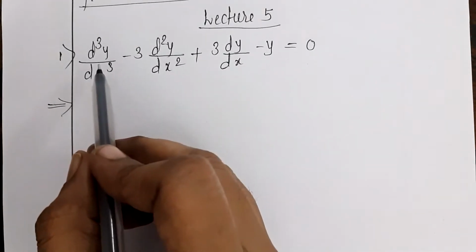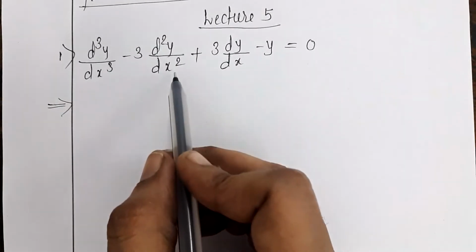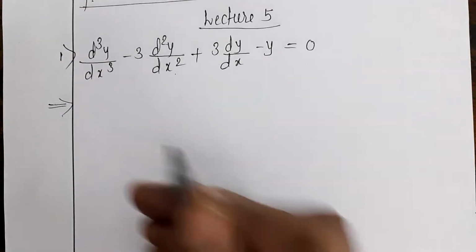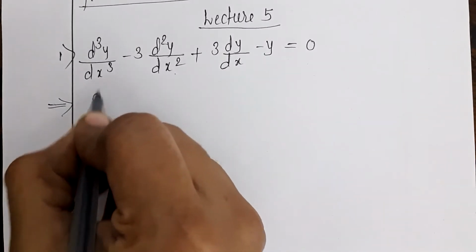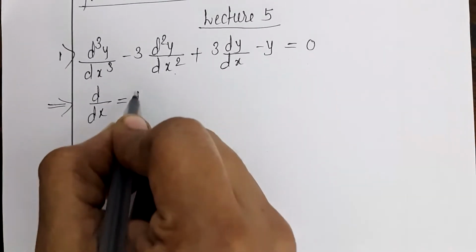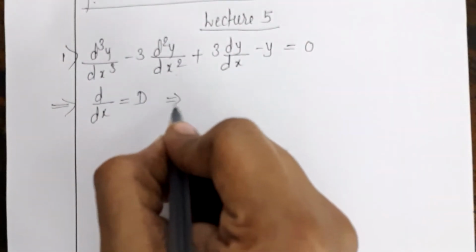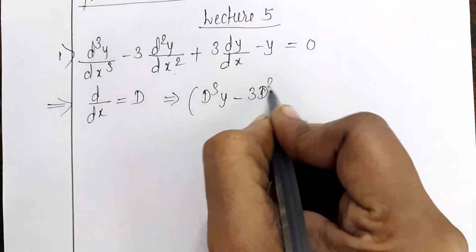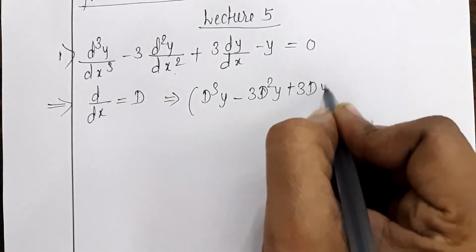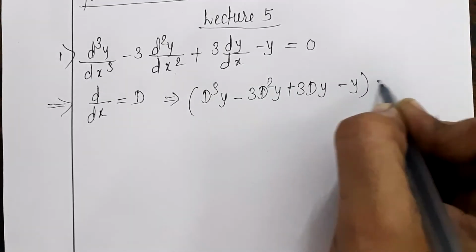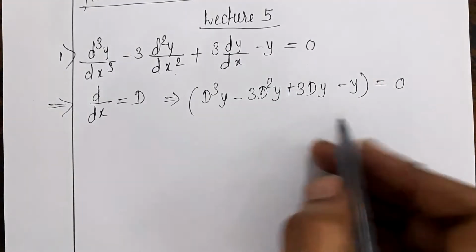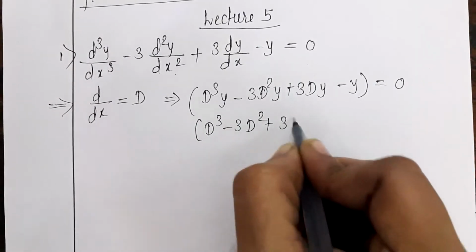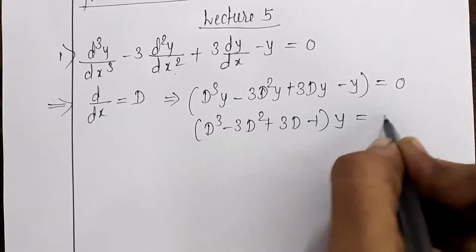So first example is d cube y by dx cube minus 3 d square y by dx square plus 3 dy by dx minus y equal to 0. Now first write it in operator form. So denote d by dx by D. So that equation becomes D cube y minus 3 D square y plus 3 Dy minus y is equal to 0. So taking y common, D cube minus 3D square plus 3D minus 1 multiplied by y is equal to 0.